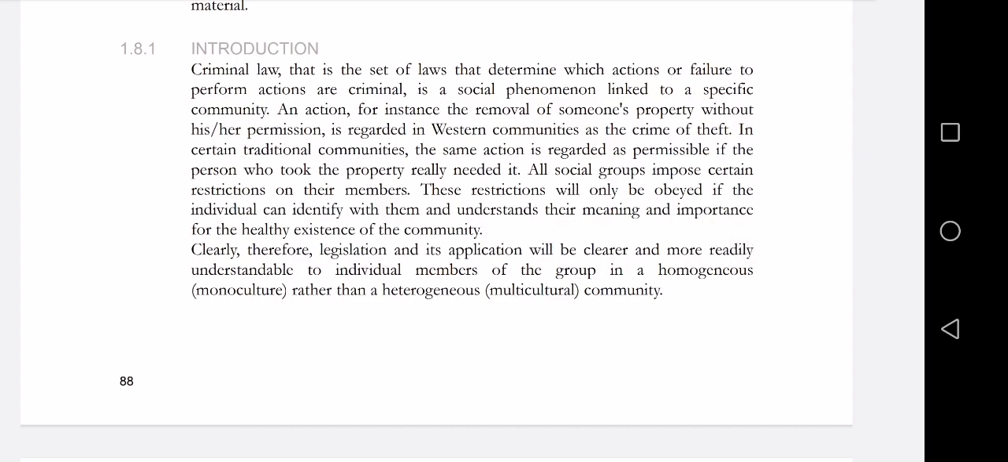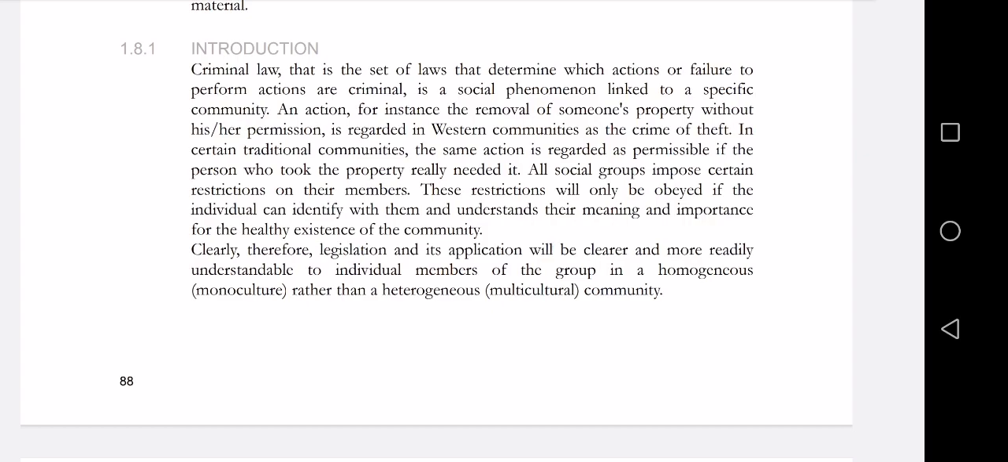Introduction. Criminal law, that is the set of laws that determines which actions or failure to perform actions are criminal, is a social phenomenon linked to a specific community. An action, for instance, the removal of someone's property without his or her permission, is regarded in the Western communities as a crime of theft. In certain traditional communities, the same action is regarded as permissible if the person who took the property really needed it.